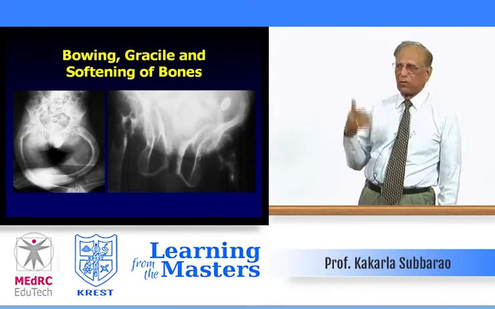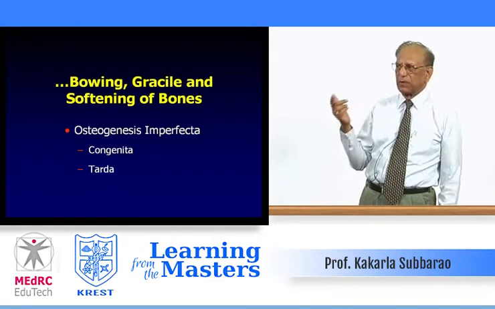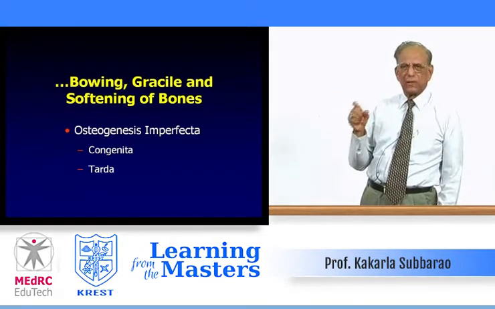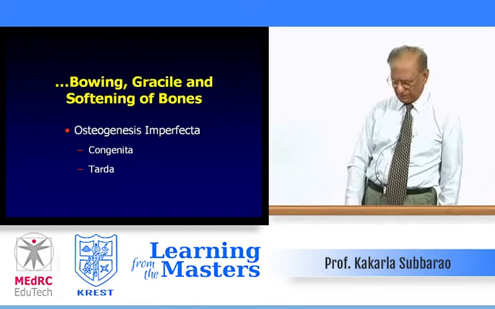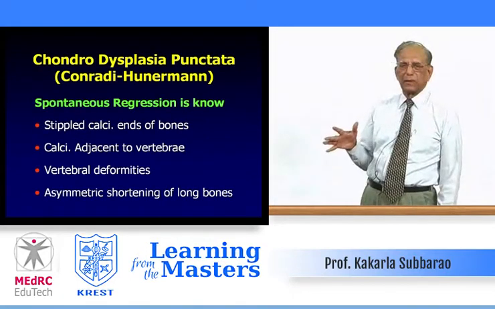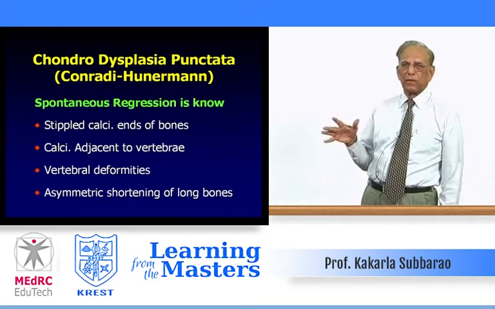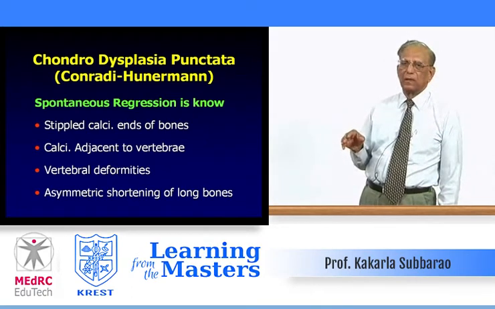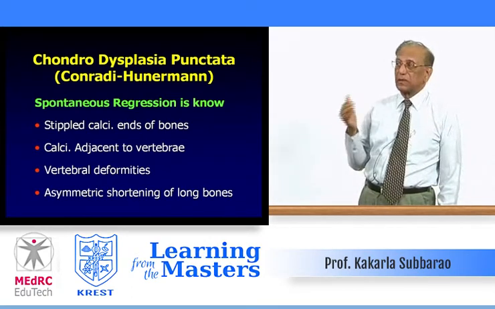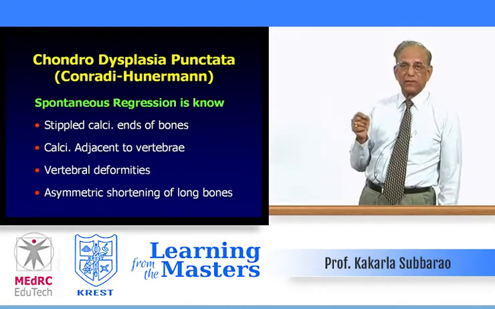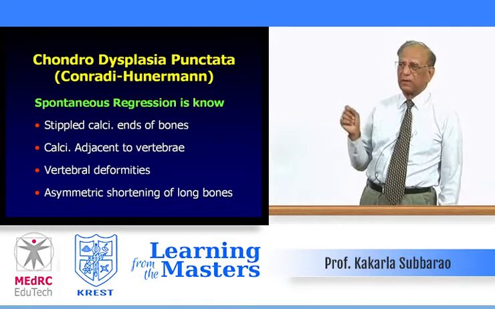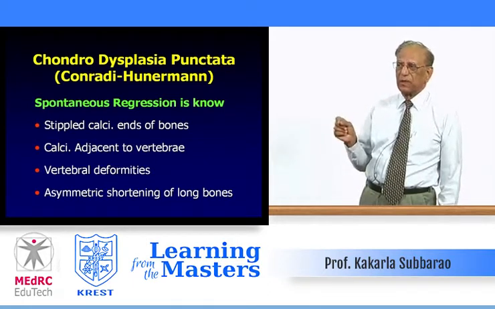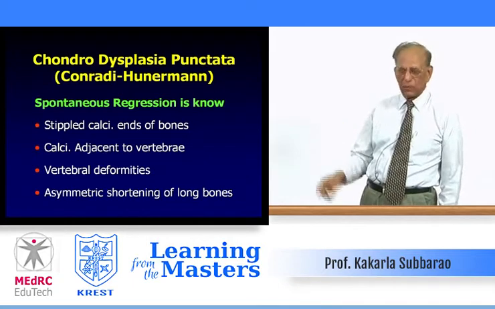There are several forms: Osteogenesis Imperfecta congenita, almost lethal in infants, but then tarda, which you could see in adults. Chondrodysplasia punctata or Conradi-Hunermann disease is another entity where sometimes spontaneous regression is known. Stippled calcification at the ends of the bones, calcification adjacent to vertebrae, vertebral deformities, asymmetric shortening of the long bones.